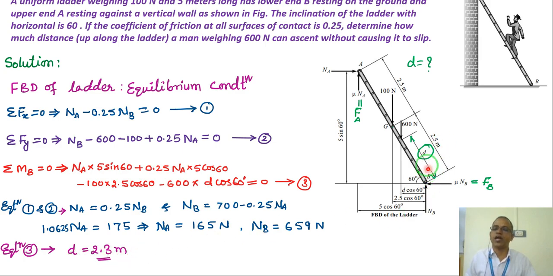So after climbing 2.3 meter distance, not even half, if he goes 1 centimeter up, he will fall down. Okay, so this is what this problem means. Very simple. Simply we need to draw the free body diagram first, then write down the distances, angles and so on, and then write the 3 equilibrium equations. That's all, simple. So let us solve one more problem.